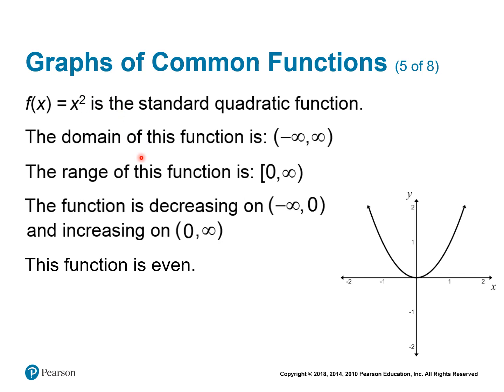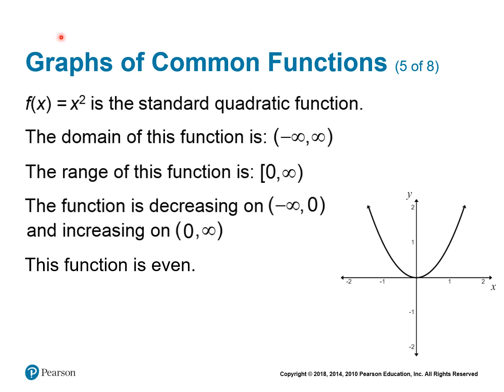The domain, that means what are the x values you can input into this function, any value of x from negative infinity to positive infinity. What are the y values that can be produced from this function? 0 comma infinity. Like the absolute value function, the basic quadratic function will always give positive y values. Why? Because whenever you square a negative value, you end up with a positive value, correct?